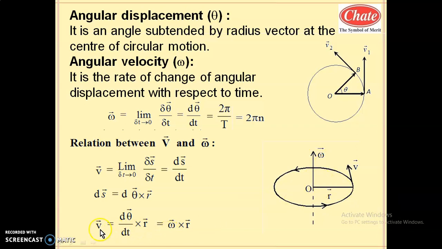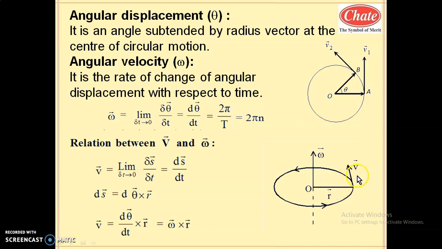If we want to take the magnitude, it is the product of the magnitudes of the two vectors and the sine of the angle between them. The angle between omega and r is 90 degrees, and sine 90 is 1. Hence the magnitude of this expression is only omega r, since sine theta becomes 1 as theta is 90 degrees. Similarly, the angle between the radius and the velocity vector is also 90 degrees. This is the angle between radius and tangent.